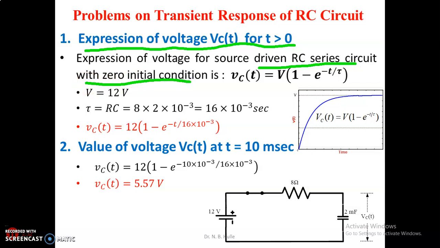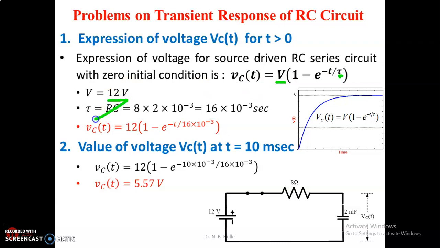In this case, the expression for the voltage across the capacitor is Vc of t is equal to V into 1 minus e raised to the power of minus t by tau, where V is the voltage applied to the circuit after switching. Now here we will find out the value of V and the value of tau, and then we are in a position to find the expression for voltage across the capacitor. V is the 12 volt and tau is the time constant, which is RC, and its value is R is the 8 ohm, C is the 2 millifarad, that is 2 into 10 to the power of minus 3, which is equal to 16 into 10 to the power of minus 3 second.